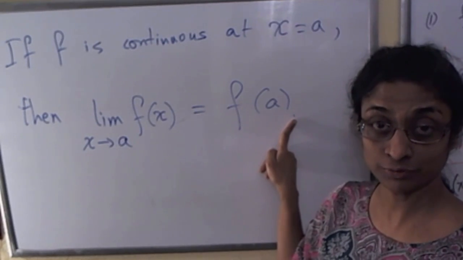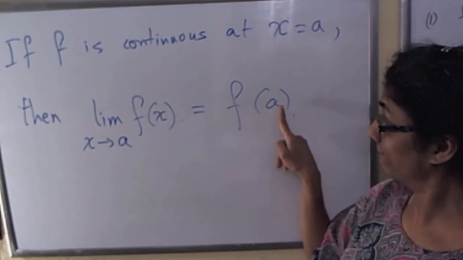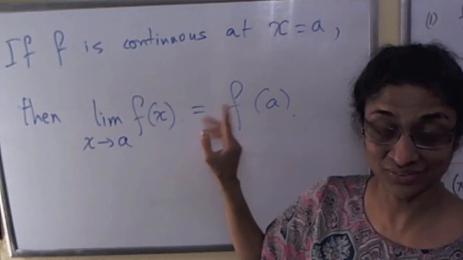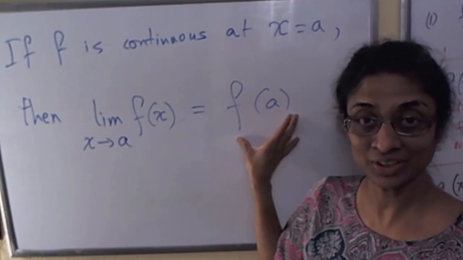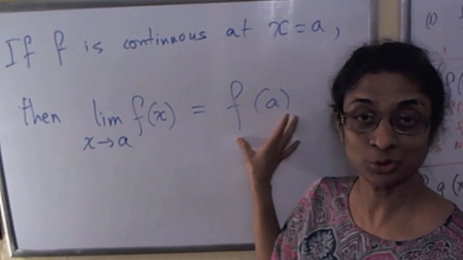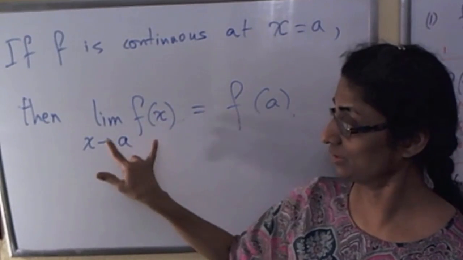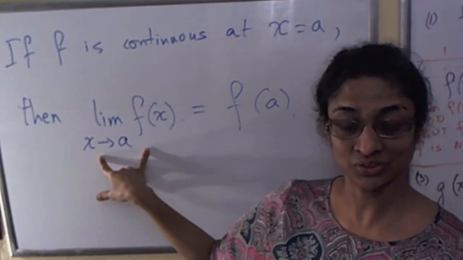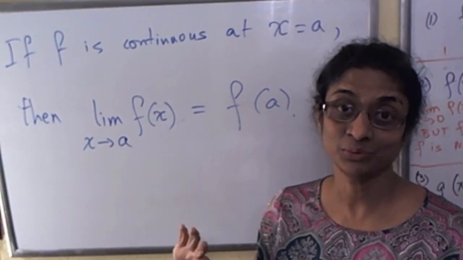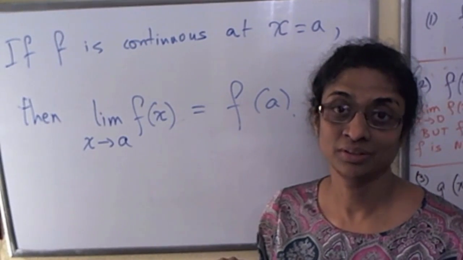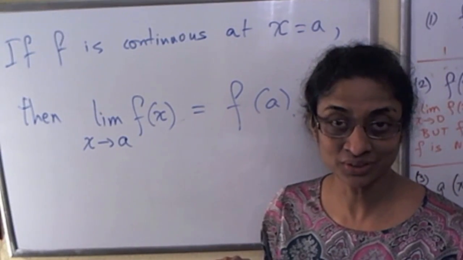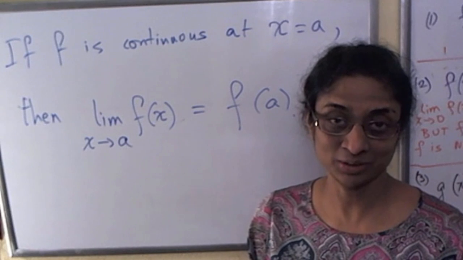Clearly, f of a is easy to compute. If you're given a formula for f, all you need to do is put in a as an input for x and get a number. That would make it very easy. In fact, that's the approach we're going to be taking whenever we ask to find two-sided limits of functions that are continuous. Next, we will prove many important theorems about continuous functions, and then we'll see how we can apply it to problems.